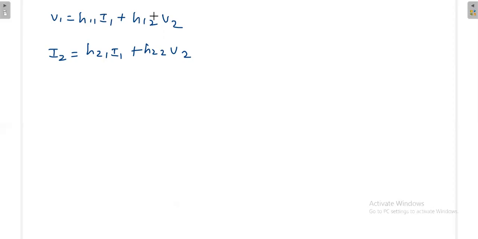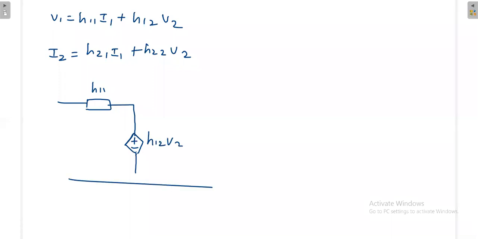That voltage I will represent as a dependent voltage source. So one impedance is there at the input side with the dependent voltage source, and that dependent voltage source is H12 V2. Again, on the output side, if you see the current, it is one current in addition with another current. So this current I can easily write with respect to H.